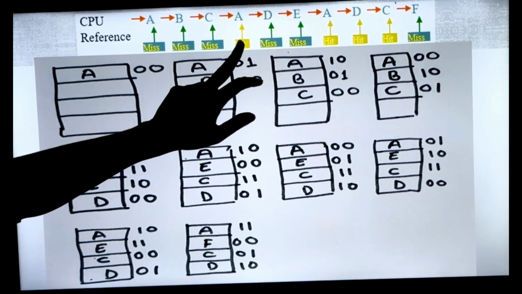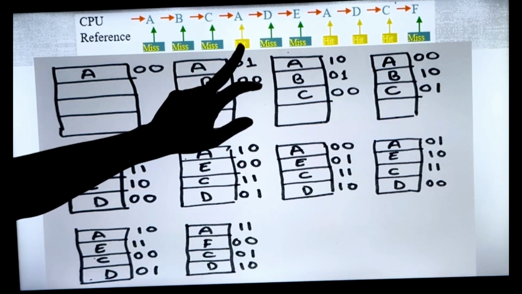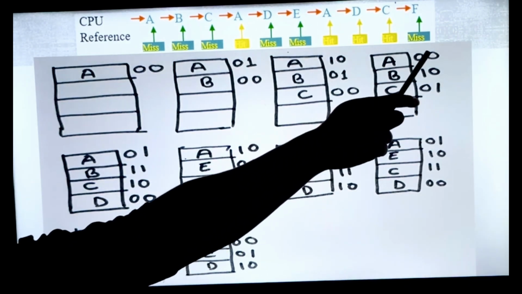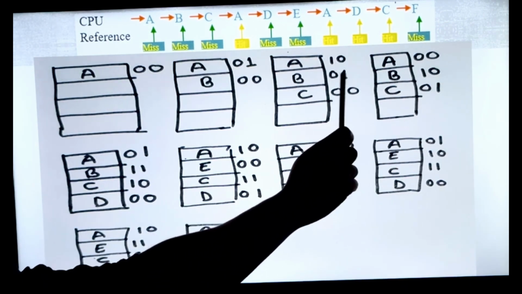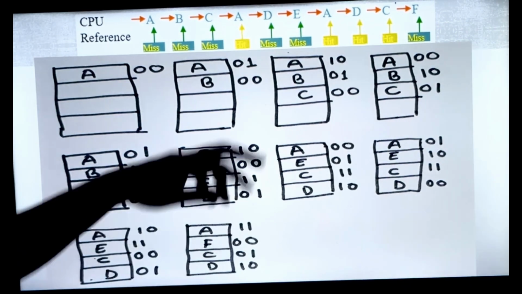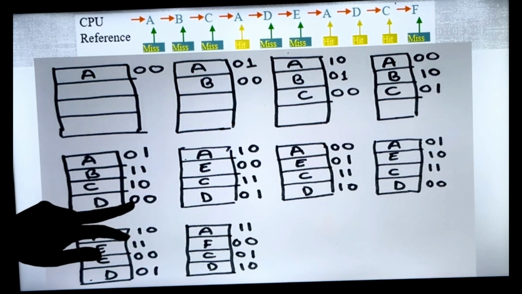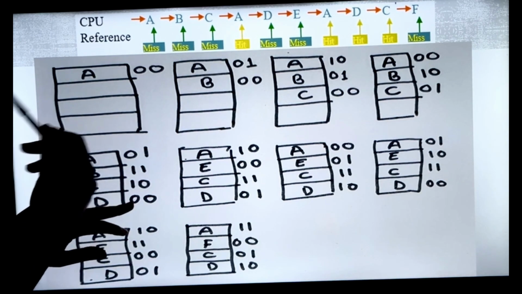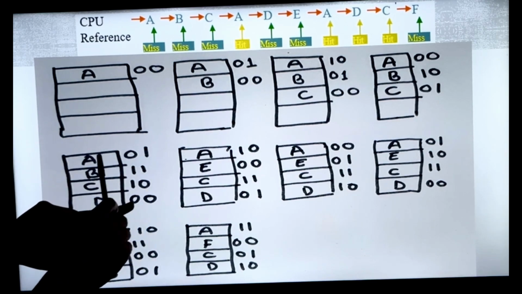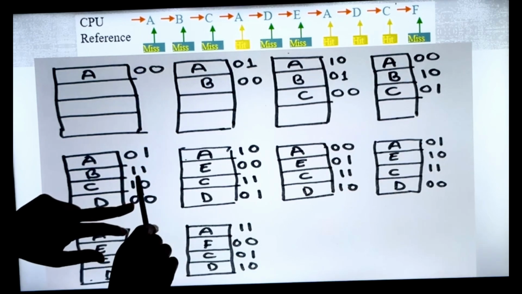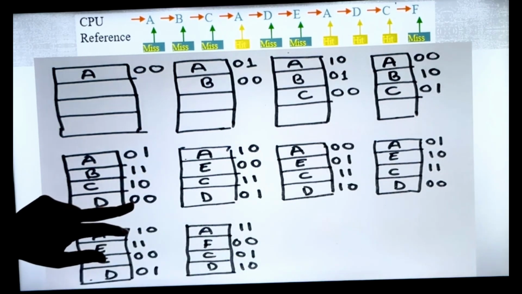Next again you want to access A. Now A is the recent one. So A is 00. This 00 will become 01, 01 will become 10. Next you want to insert D. So D will be the recent one, 00. Rest all you just increase by 1, whatever you have. Here you had 00, so it will become 01. You had 10 here, it will become 11. You have 01 here, it will become 10.